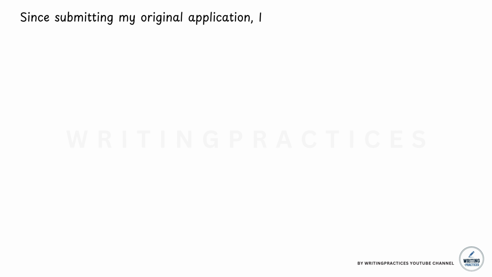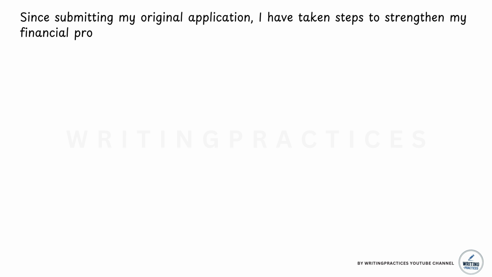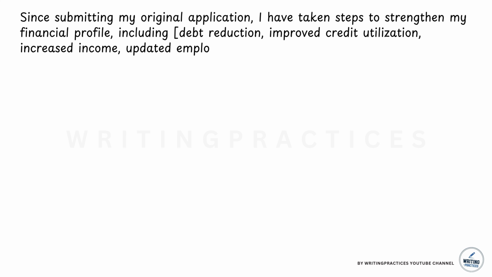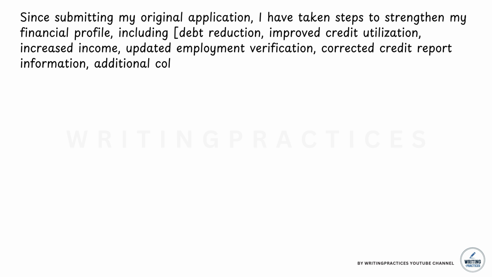Corrective actions paragraph. After that, explain what has changed. For example, since submitting my original application, I have taken steps to strengthen my financial profile, including paying down 2 outstanding credit card balances, improving my credit utilization ratio, and obtaining updated employment verification documentation. Lenders want to see measurable improvements and evidence of financial responsibility.